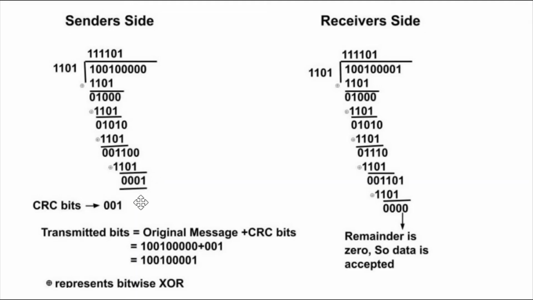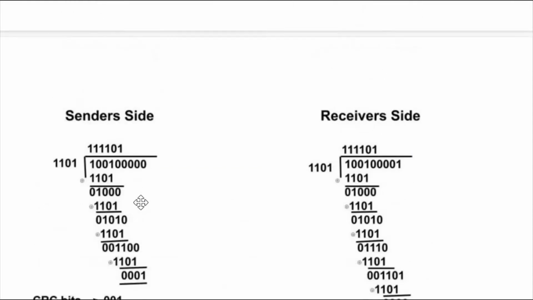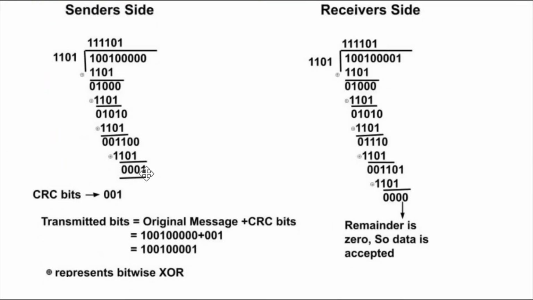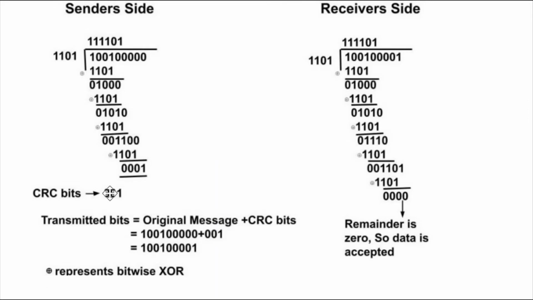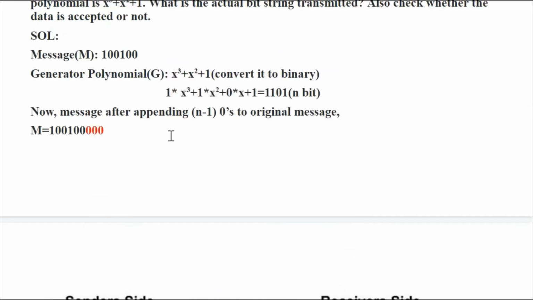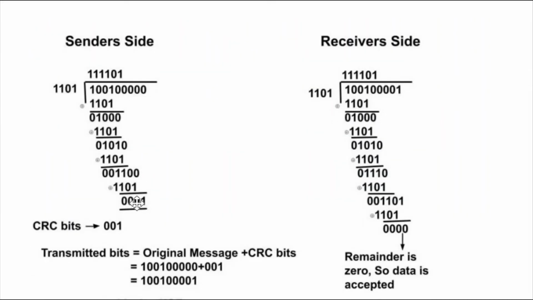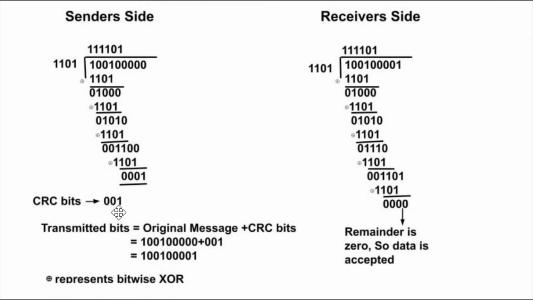So now what we'll do? What was our remainder polynomial? What was our number of appended zeros? It was n minus 1, that is 3. That's why we'll take 3 bits from the right side, that is 001. How is it taken? The number of appended zeros is n minus 1, that is 4 minus 1, which is equal to 3. That's why we are taking 3 bits from the right side. So it is 001. So our CRC bit is 001.